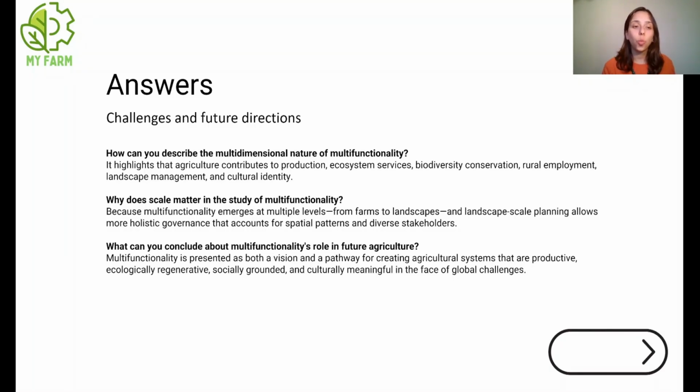Last but not least, what can you conclude about multifunctionality's role in future agriculture? We can probably say that multifunctionality is presented as both a vision and a pathway for creating agricultural systems that are productive, ecologically regenerative, socially grounded, and culturally meaningful in the face of global challenges.